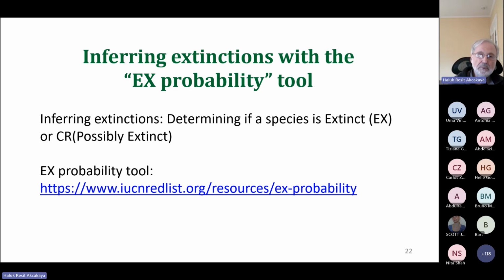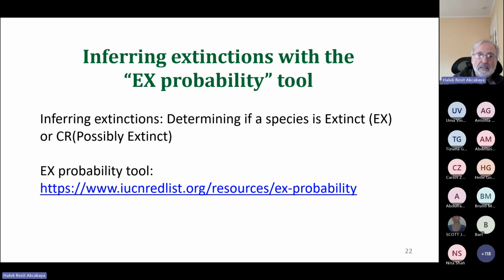Now, as Jean-Paul asked earlier, there is also extinct in the wild and critically endangered, possibly extinct in the wild, which are also categories. They are also covered with this tool because if a species is in captivity, then you would use this tool with the wild population. And if this tool says, based on the wild population, it's extinct, then you would assess it as extinct in the wild.